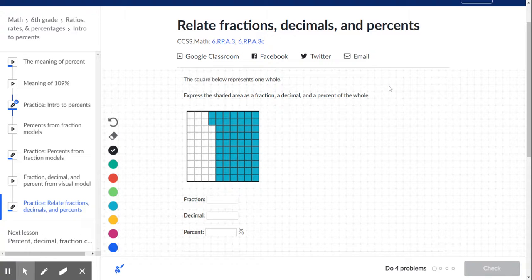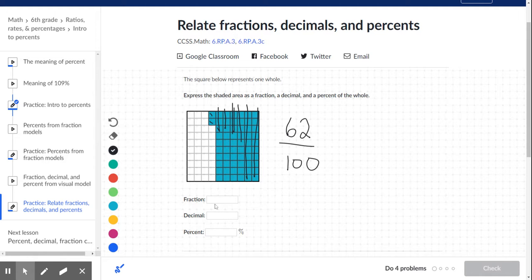Let's see if we can relate fractions, decimals, and percents all together. So we came to the conclusion earlier that if this whole thing was shaded, it would be 100%. But the whole thing is not shaded. We have 10, 20, 30, 40, 50, 60, 61, 62. Out of 100 pieces, 62 of them are shaded.